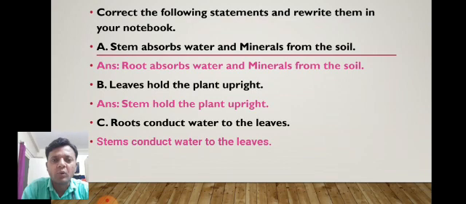B: leaves hold the plant upright. No, the statement is wrong. Stem holds the plant upright. Moving on, C: roots conduct water to the leaves. Obviously the sentence is wrong. The answer is: stem conducts water to the leaves.